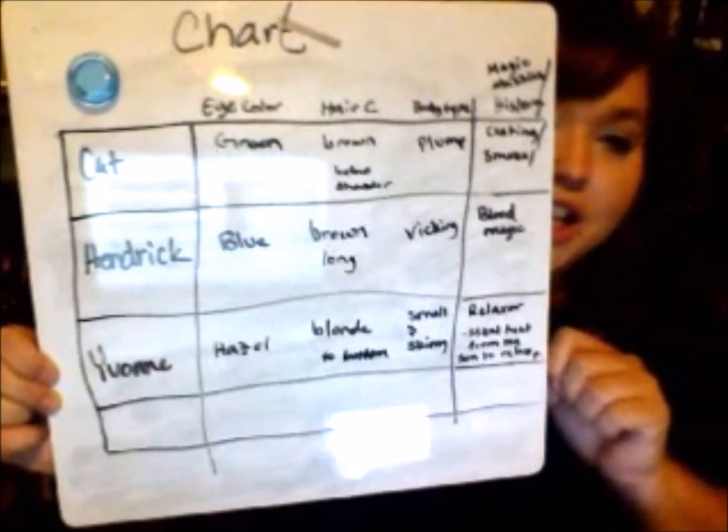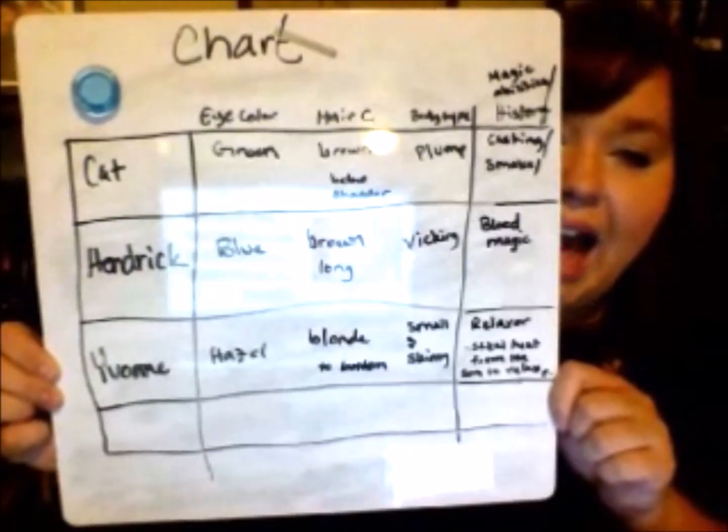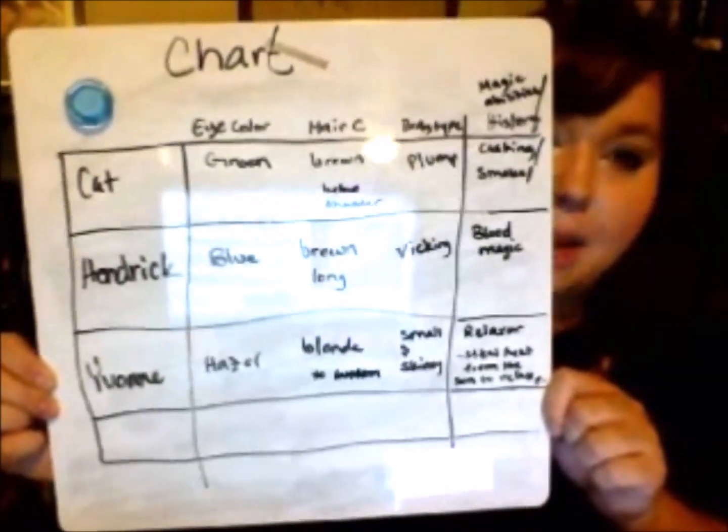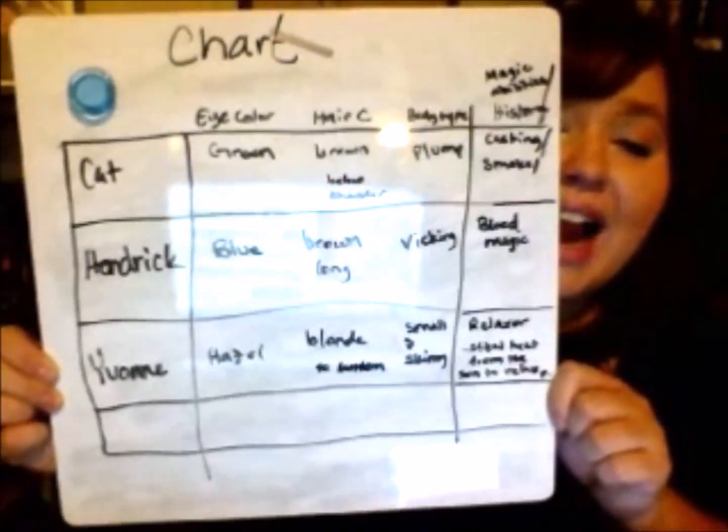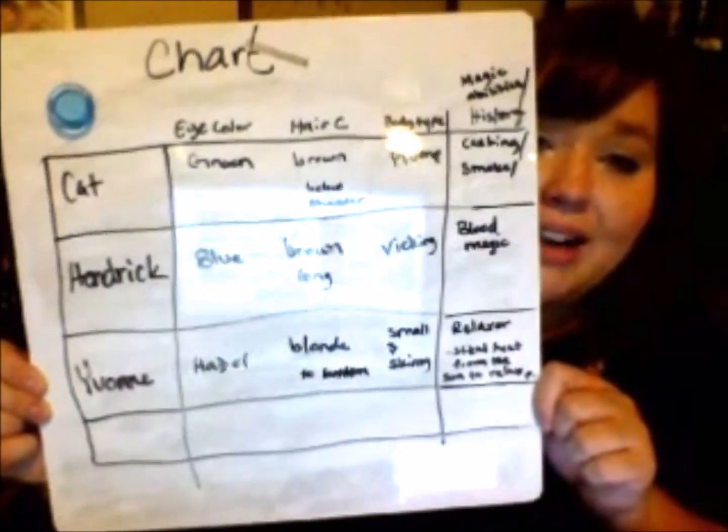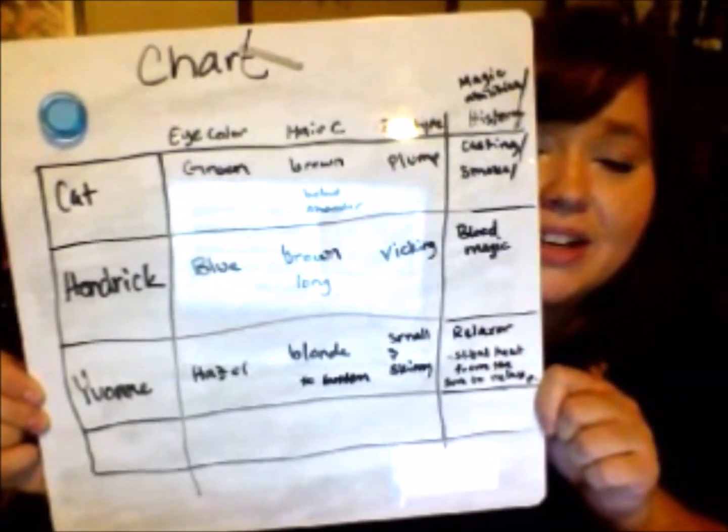You can add little hints in there, but make sure you, as the writer, know what your characters look like. A good way to do that, I found, is charting everything down. So this is what I mean. I have Kat, Hendrik, and Yvonne as examples. You should know their hair color, their eye color, their body type, their magic abilities, their histories.